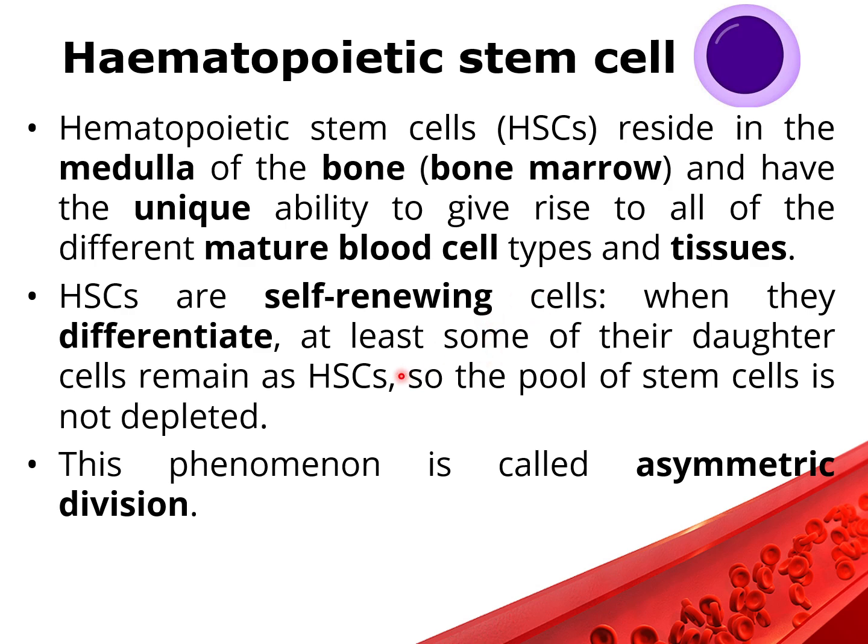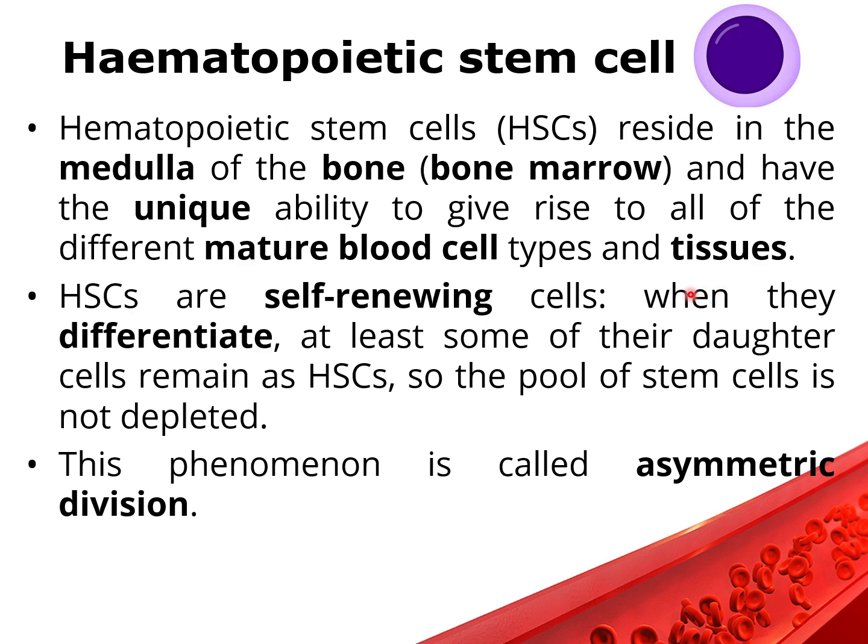HSCs are self-renewing cells. When they differentiate, at least some of their daughter cells remain as HSCs. So the pool of stem cells is not depleted. Someone might get this kind of question: what if all the stem cells are differentiated into some other kind of cells? Then what happens? How are new cells produced?